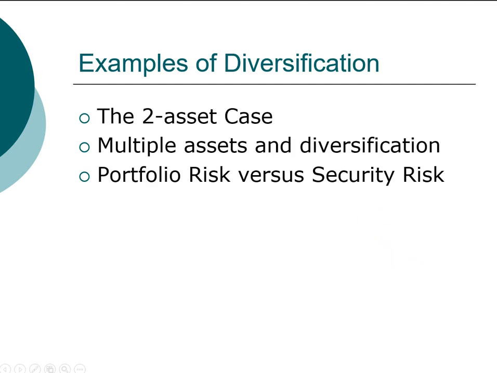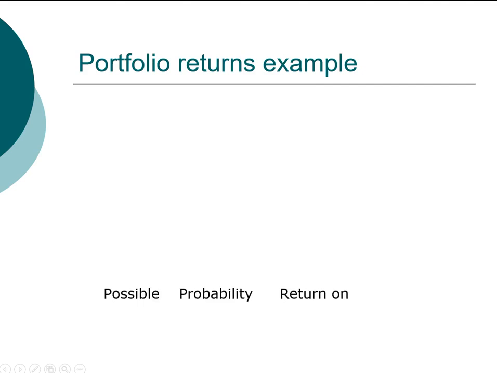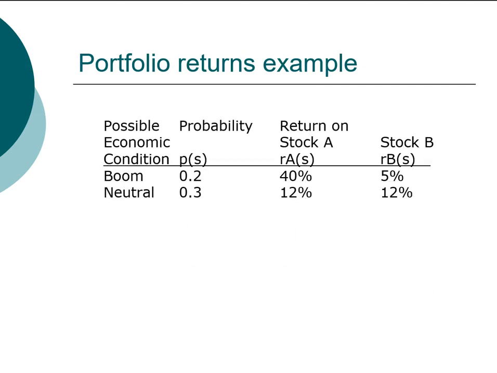In this example, we need to introduce one more stock. So we have two stocks, stock A and stock B. Let's first take a look at what this table tells you. We have three possible economic conditions here. The economy can go into a boom, it can stay neutral, or it can go into a bust. The probabilities of these events happening are 20%, 30%, and 50%. Again, we want to check that the probabilities add up to 1. Remember, the probability is kind of like a weight of what may happen.